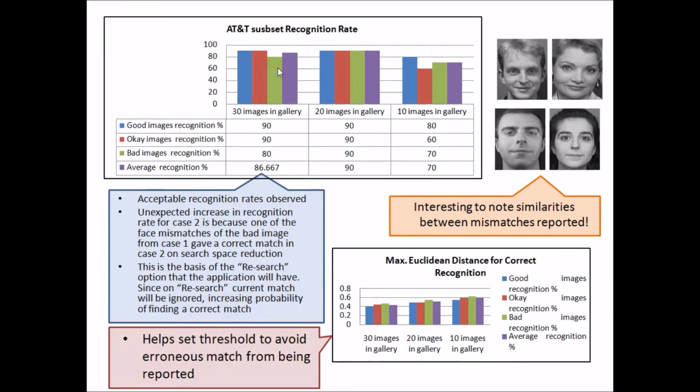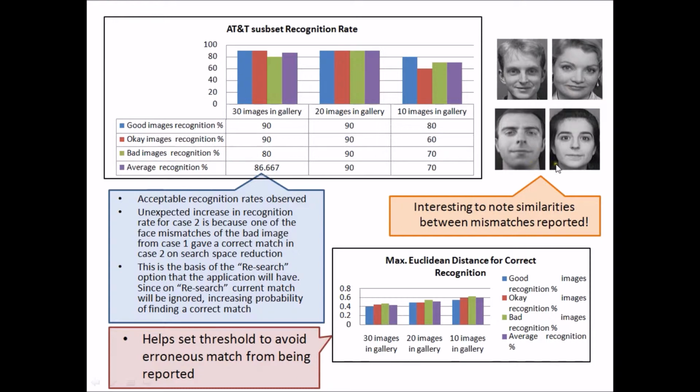This in a way actually forms the basis of the research option that the application will have, wherein if you hit research of the image in your database, the current match that it reported will be ignored, and it'll look for any other image that matches your thing. So in a way, it kind of increases the probability of finding a correct match.